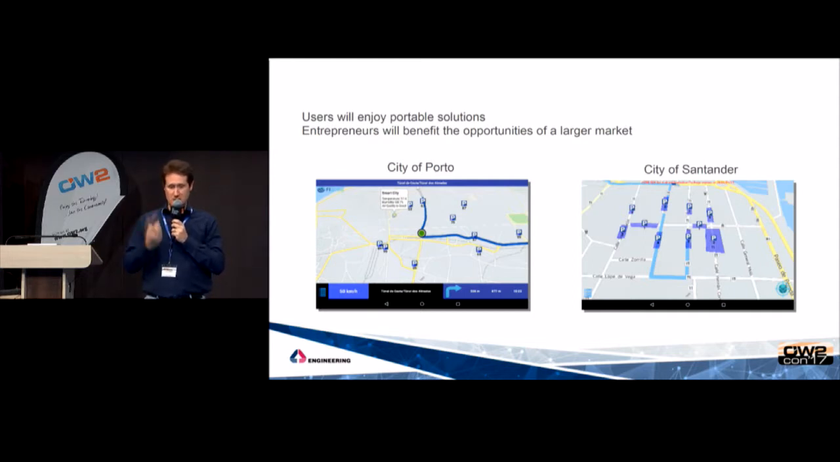So, of course, users will enjoy portable solutions. And entrepreneurs also will be able to benefit from the opportunities of a larger market. Okay? Again, does it make sense to provide directions to users for a parking if the parking is full? Of course not. So we should get all the information, process the information, and provide to the user something that is useful.